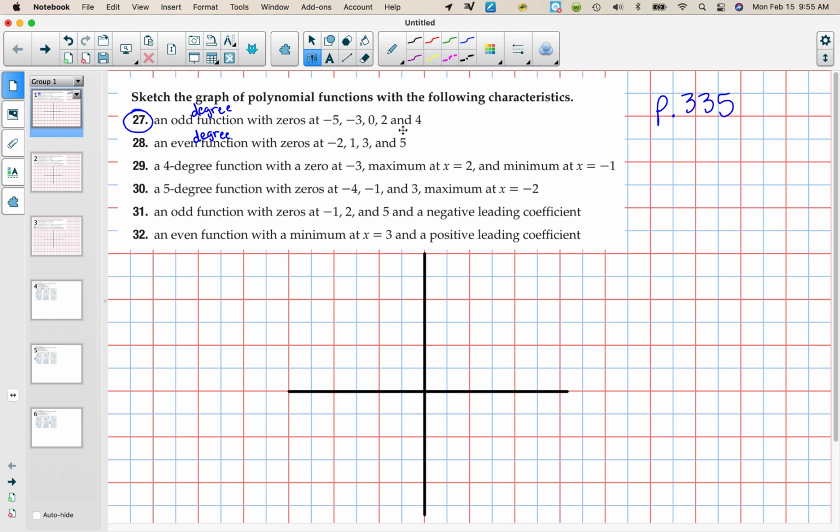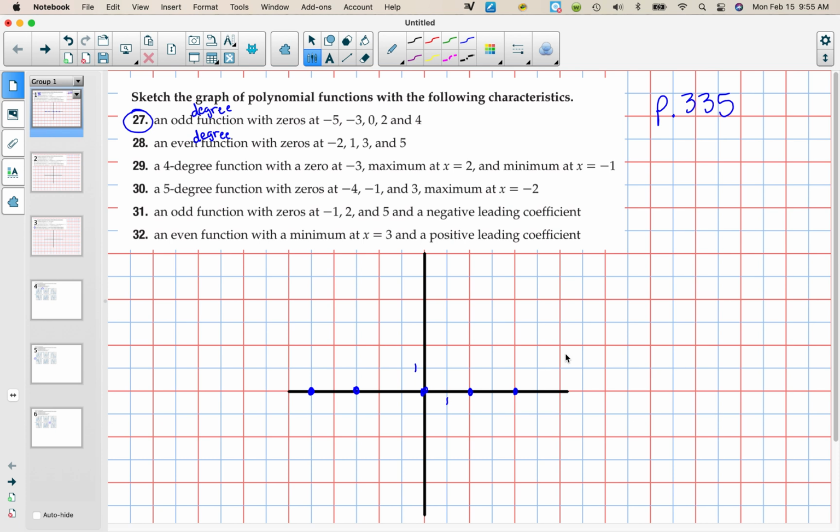and it gives us a list of zeros. So if we wanted to graph this, now notice it says sketch the graph of a polynomial function. So there could be multiple types of polynomial functions that have this. But we're going to sketch with these zeros. So the first thing I'm going to do is mark the zeros. I'm going to count by ones. And if I mark the zeros at -5, -3, 0, 2, and 4.